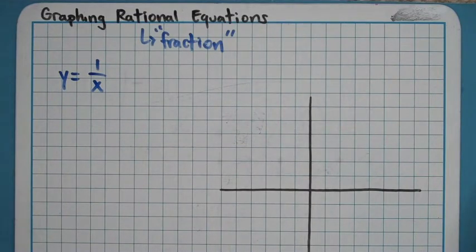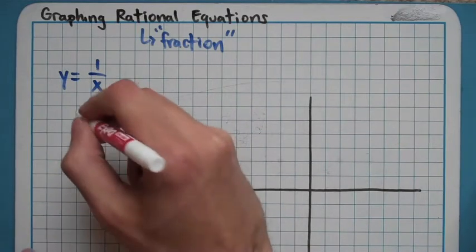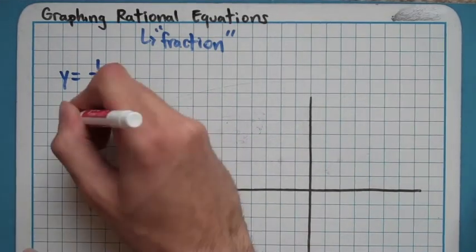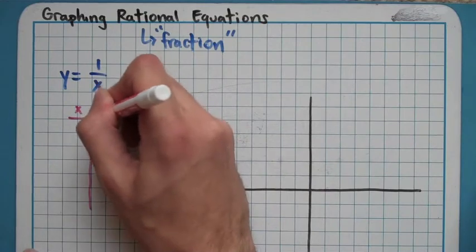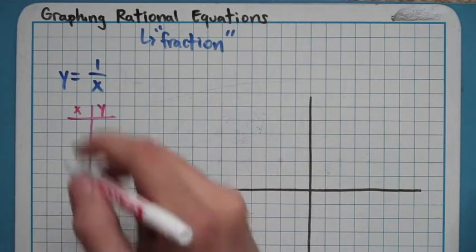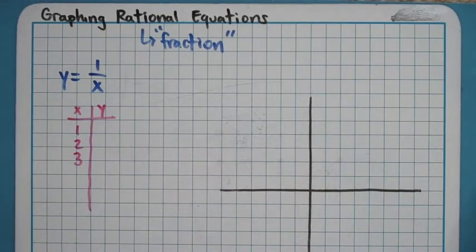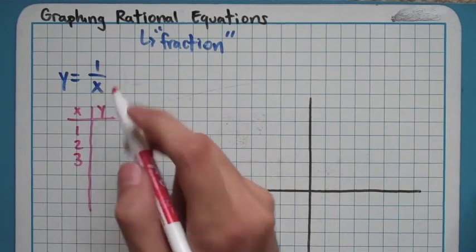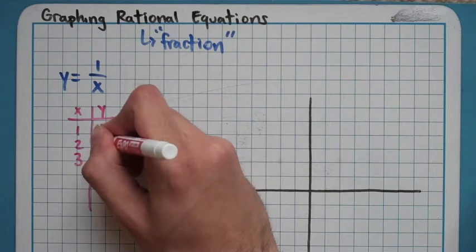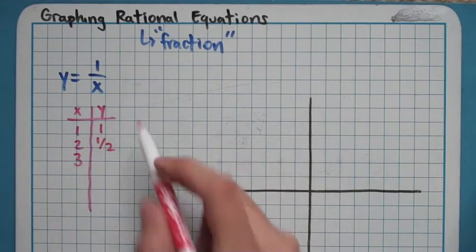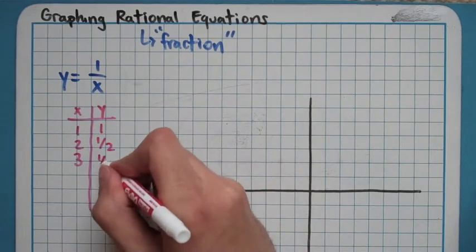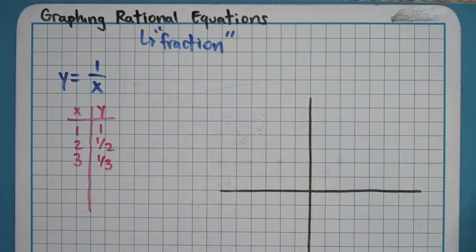And like we always do when we come across a new graph, let's make a table and get some points. So I'm going to plot some points right here, and I'm going to start out by choosing the numbers 1, 2, and 3. If you plug in a 1 for x, 1 over 1 is just 1. If you plug in a 2, you get out a 0.5, or just 1 over 2. A 3 is 1 over 3, 4 is 1 over 4, etc.